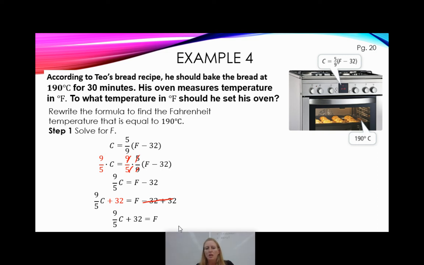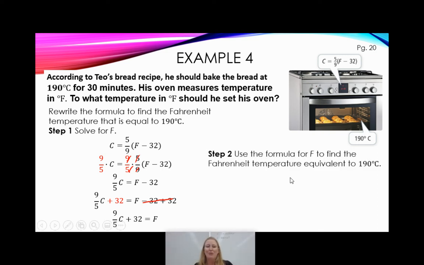That's awesome. Now we need to actually find our answer, right? So I'm going to use the formula for F to find the Fahrenheit temperature equivalent to 190 degrees Celsius. So instead of C, I'm going to plug in 190.